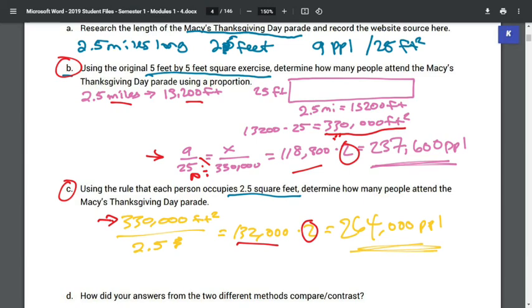So this lesson wraps up our first one, that being on estimating crowds. Your big takeaway is that there's 2 ways to do it. If we have a proportion, like we have here, we can set up a proportion and solve for X to figure out how many people could be there. Or C, if we know how much space one person occupies, we can simply divide and get our answer there.